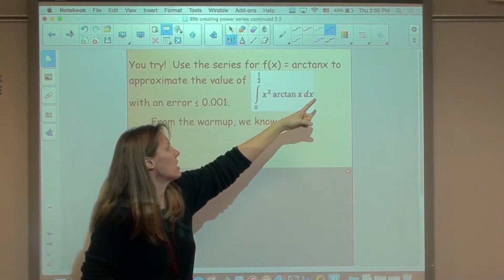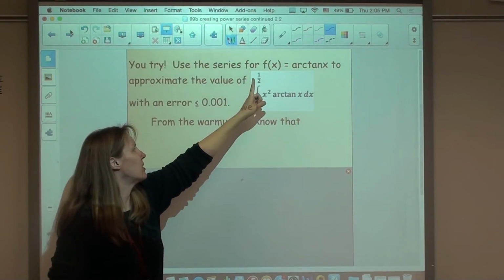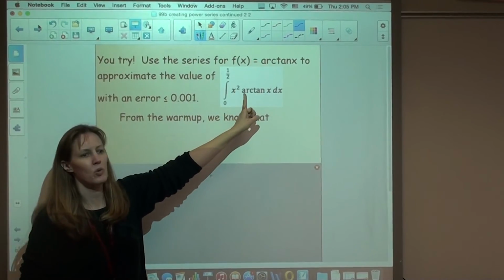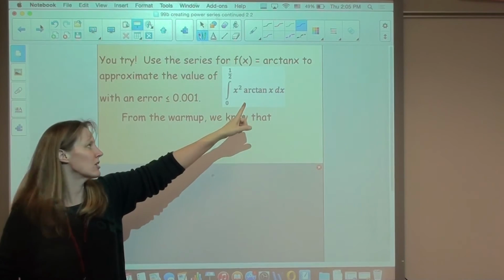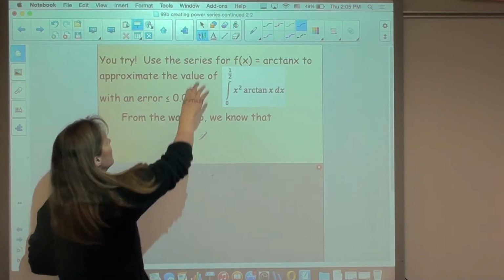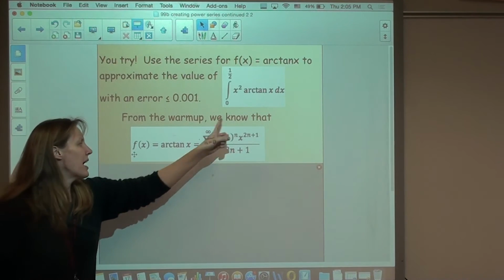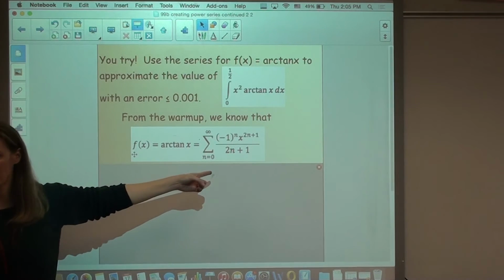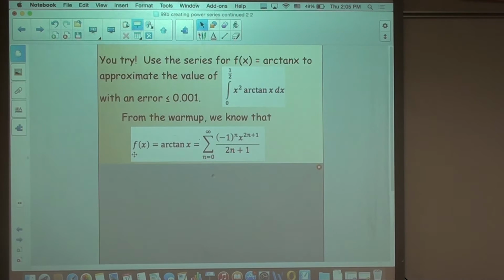We have f of x equals arctan x. We are going to use this to find the value of the integral from 0 to 1/2 of x squared times arctan x. Remember that's our series representation for arctangent. So we can just multiply that by the series representation for x squared. Oh, no, it's even easier. This is easier than you think.